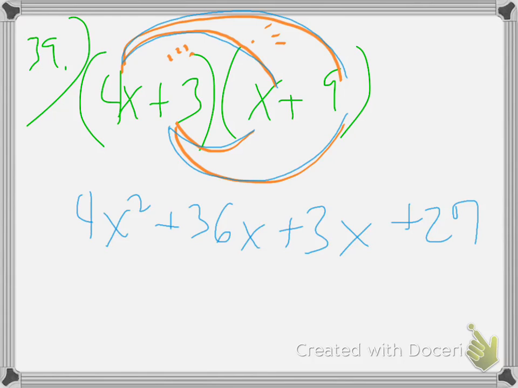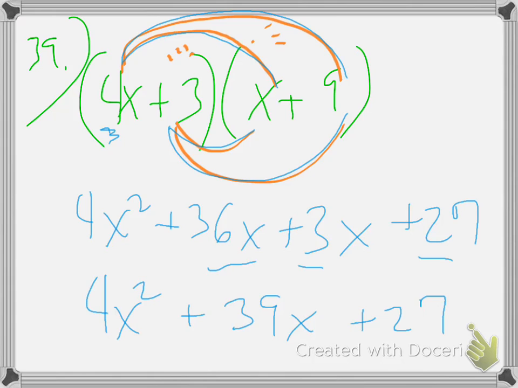This one's a little trickier because the 4's in the front spot. But otherwise, same thing. You got an x squared guy. You got x's in the middle, and they go together to make plus 39x. And then we get that number in the back. And that's the answer. No doubt about it.